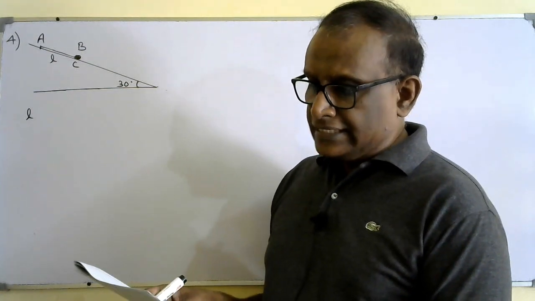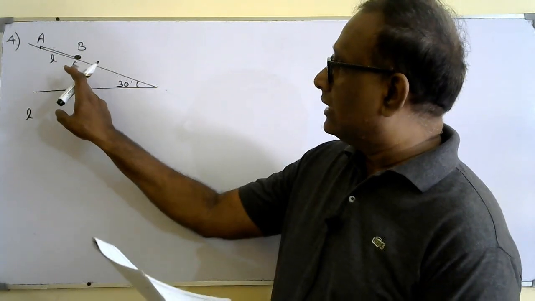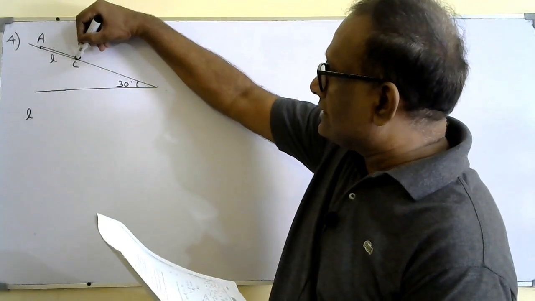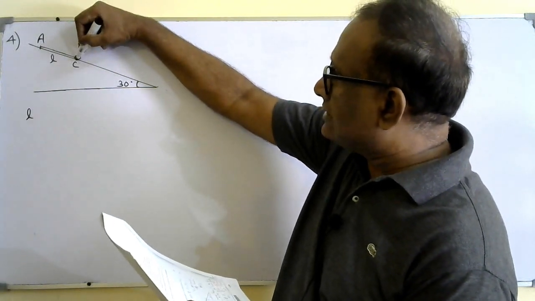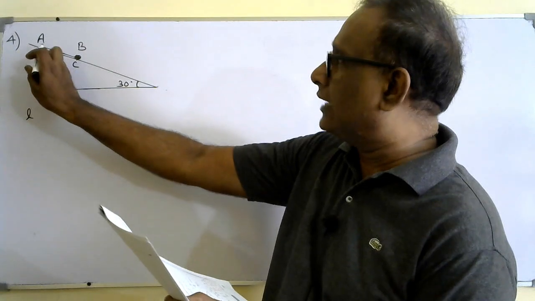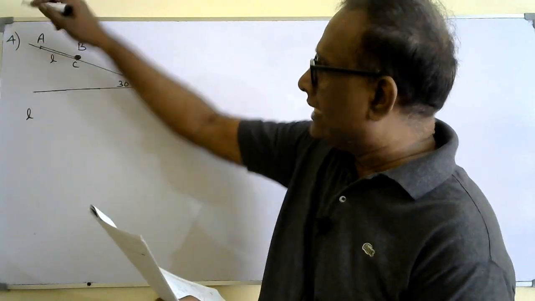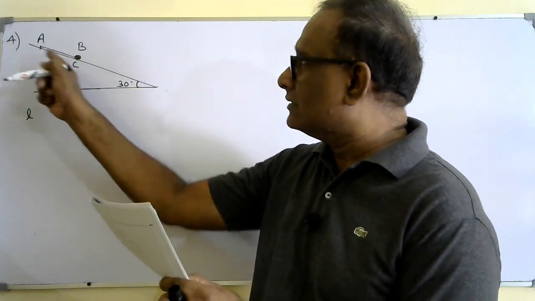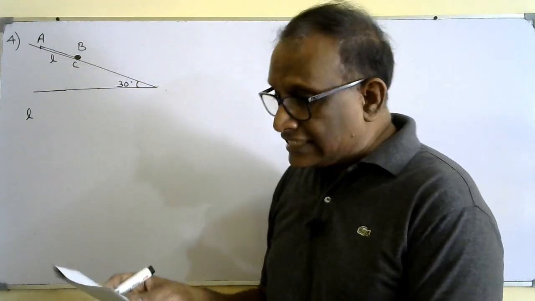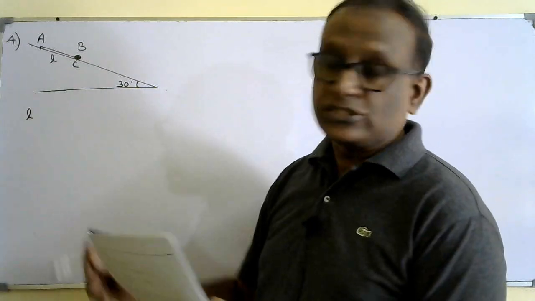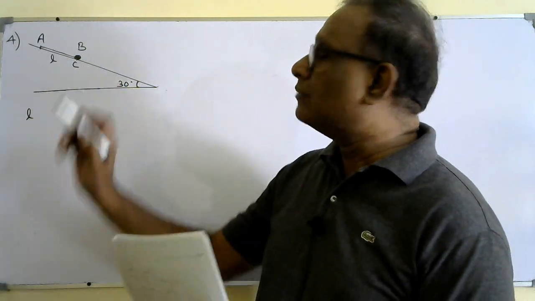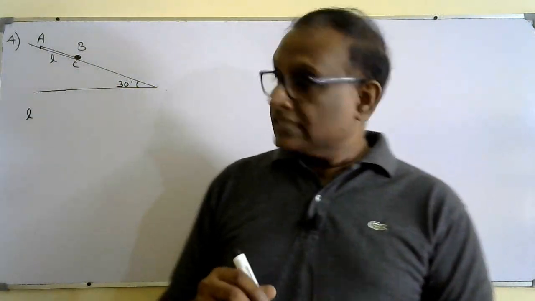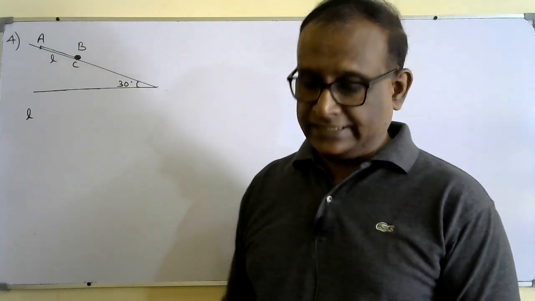Sorry, B is the ball, the point is C. So the ball B is at rest at point C. A is the point where one end of the string is attached. The distance AC is also L, they are telling it. So that means initially when the ball is at rest, the string is not extended.